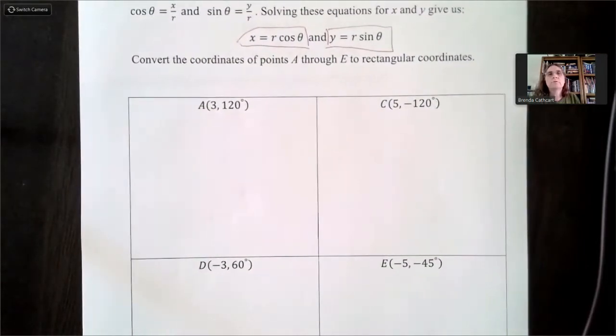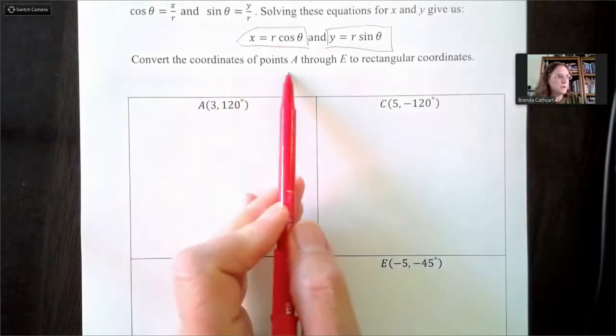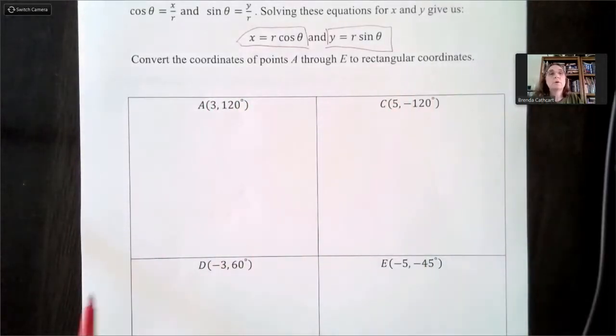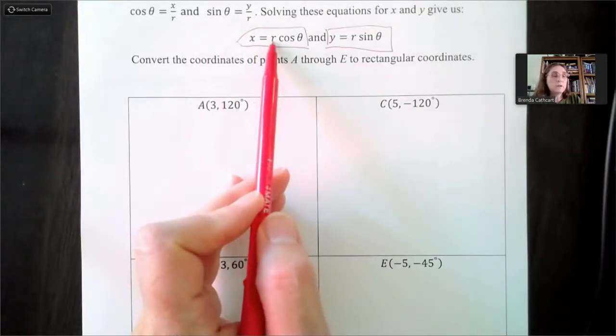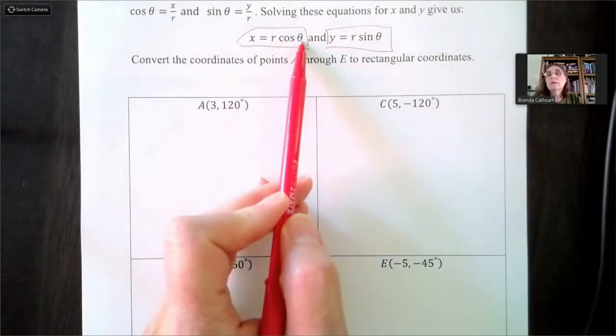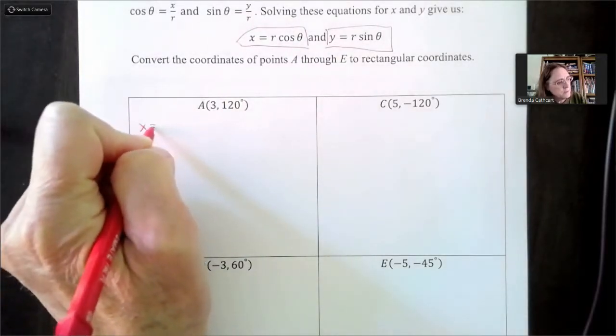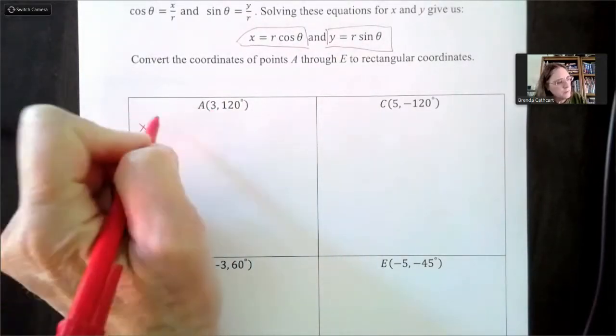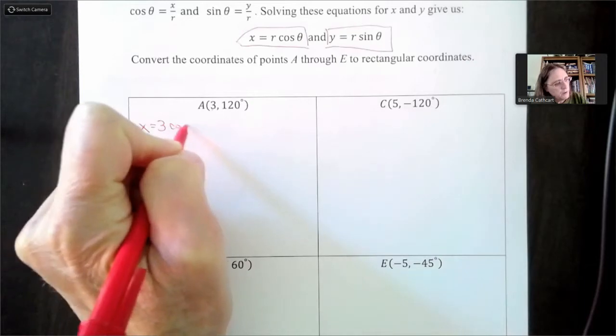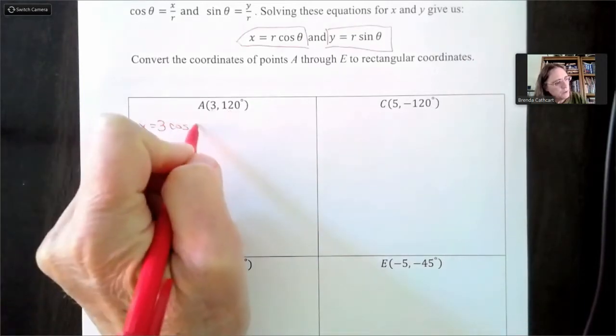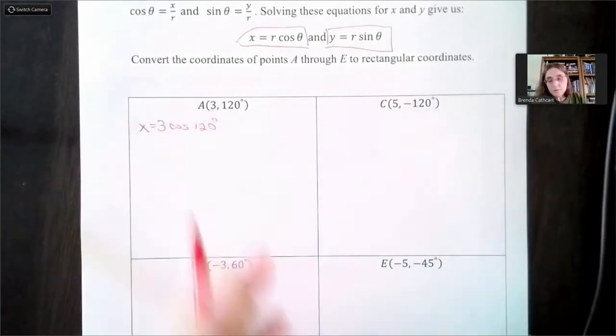We want to convert the coordinates of points A through E to rectangular coordinates. To get our x coordinate, all I need to know is the radius and the angle. So x is equal to the radius, which is 3, multiplied by the cosine of 120 degrees. So we can do that.